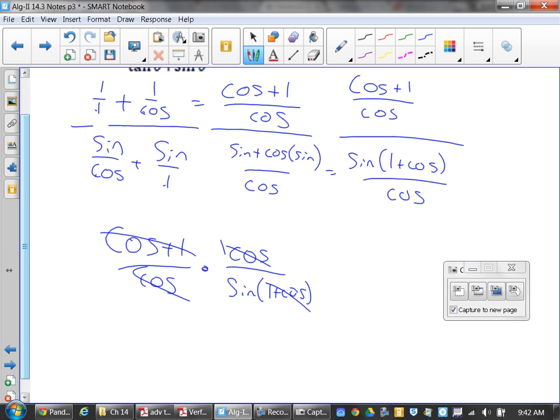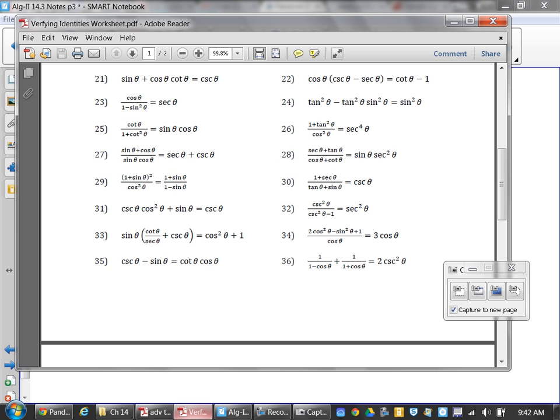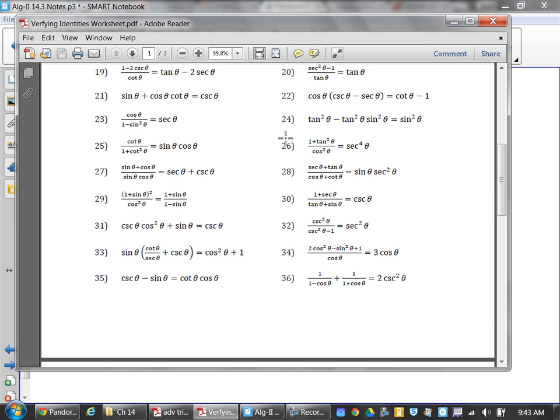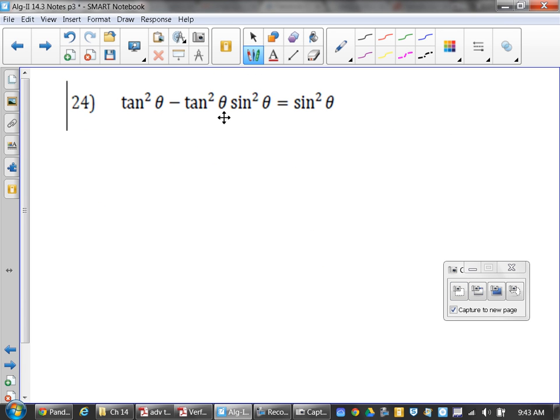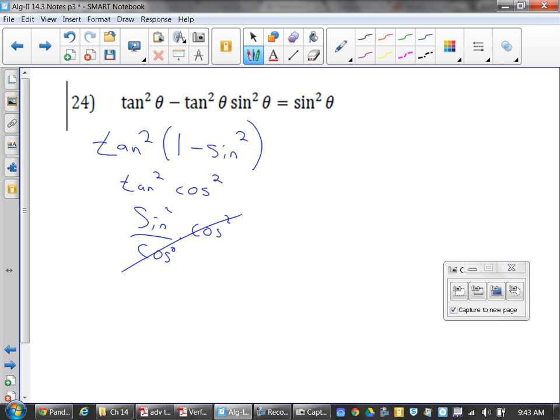Same basic idea. In 24, both terms have tangent together. So since they share tangents, factor it out. So we can make it sine squared. So you get tangent squared times 1 minus sine squared. What's 1 minus sine squared? Cosine squared. So now you have tangent squared, cosine squared, which is sine squared over cosine squared, times cosine squared, and then you're done.